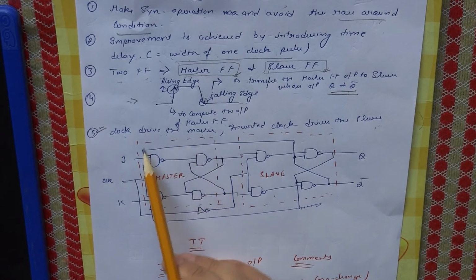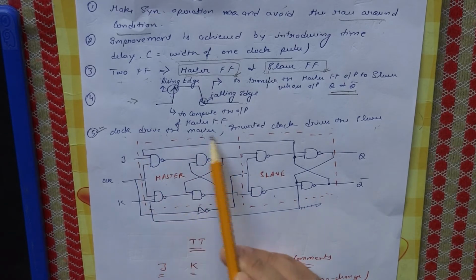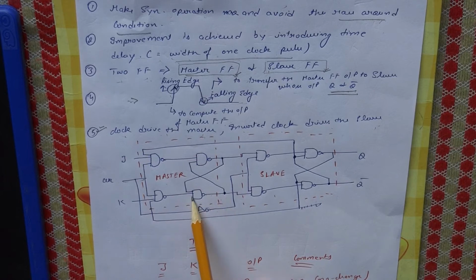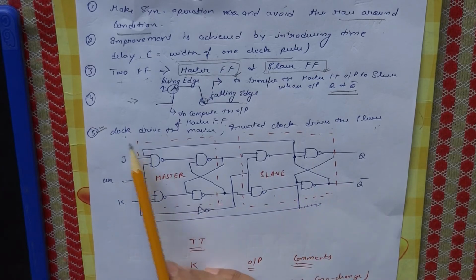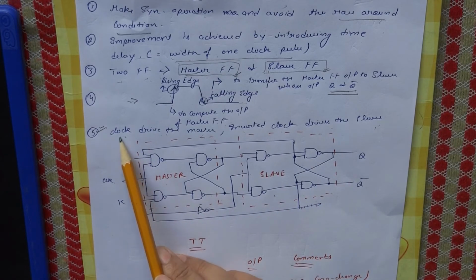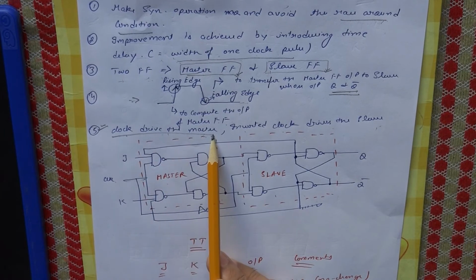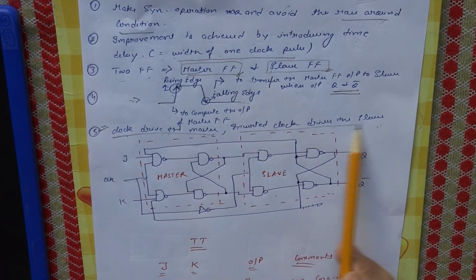This configuration of 4 NAND gates is referred to as the master flip flop, and the other configuration of NAND gates is referred to as the slave. Here the direct clock drives the master, whereas the inverted clock drives the slave.